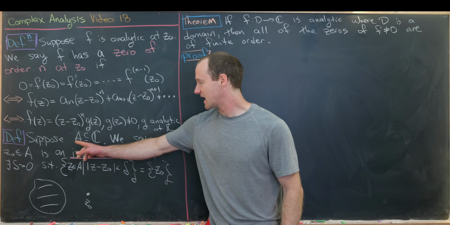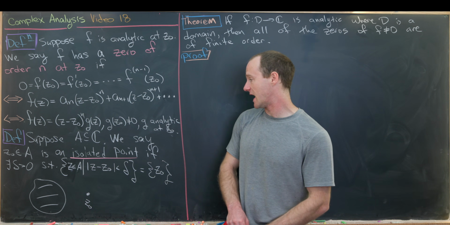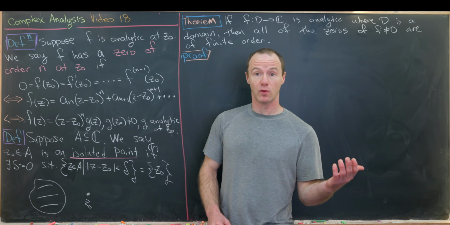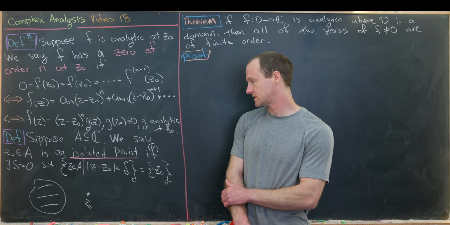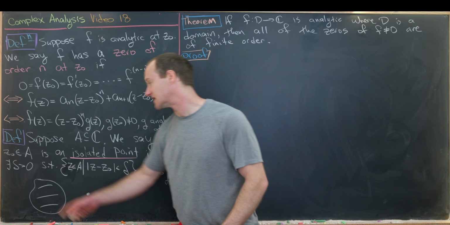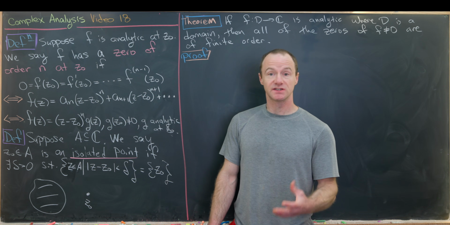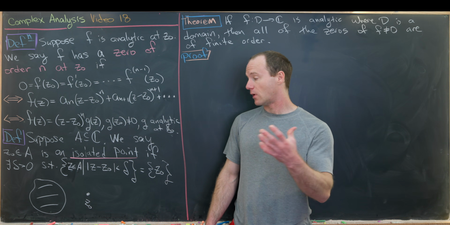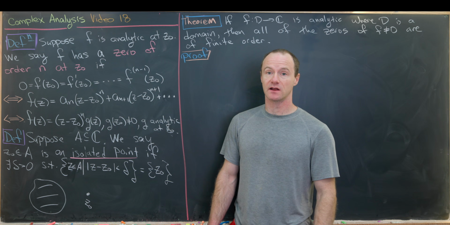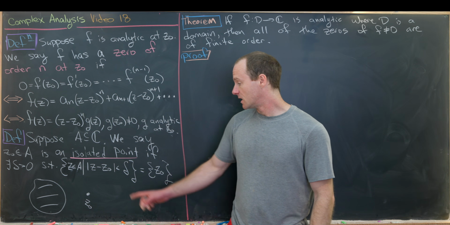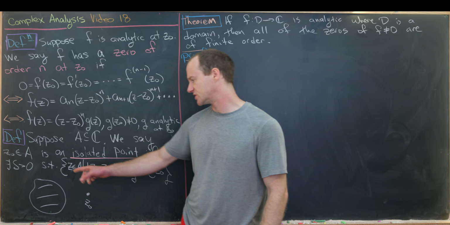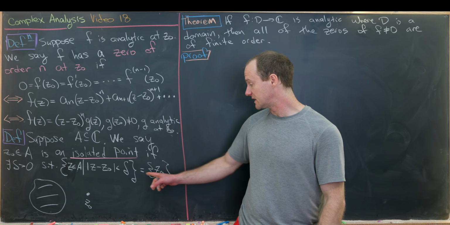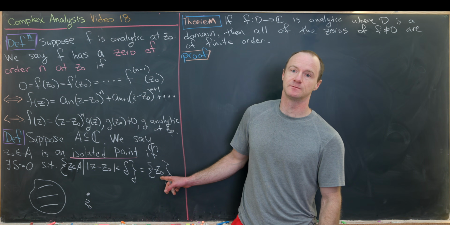Given a set of complex numbers, which we'll call A, we say that a point z0 in A is an isolated point if there exists a delta bigger than 0 such that the ball around z0 of radius delta intersected with A, which we can write as taking z from A, only contains z0.